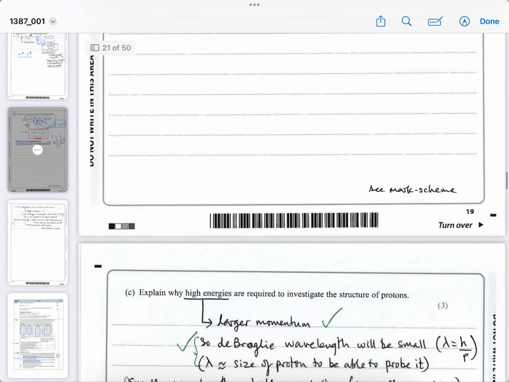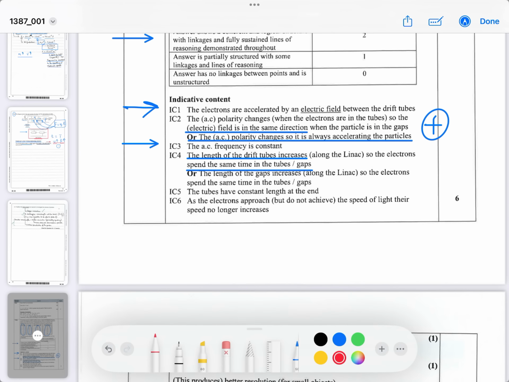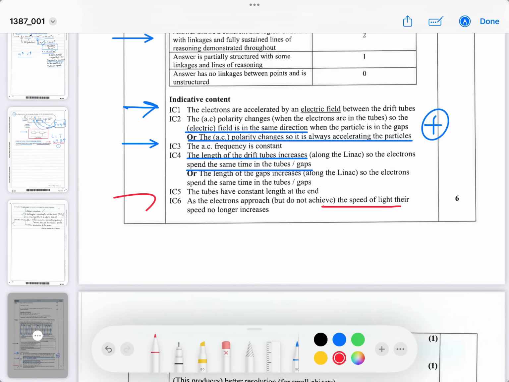So going back to the mark scheme, that last 2 points will get you the last 2 marks of the exam. So these points in red at the bottom: the tubes have constant length at the end as the electrons approach the speed of light. So they know that they've approached the speed of light, so they no longer speed up. So the length does not need to increase. Okay, so that's an important distinction between this exam question and previous exam questions on linear accelerators.